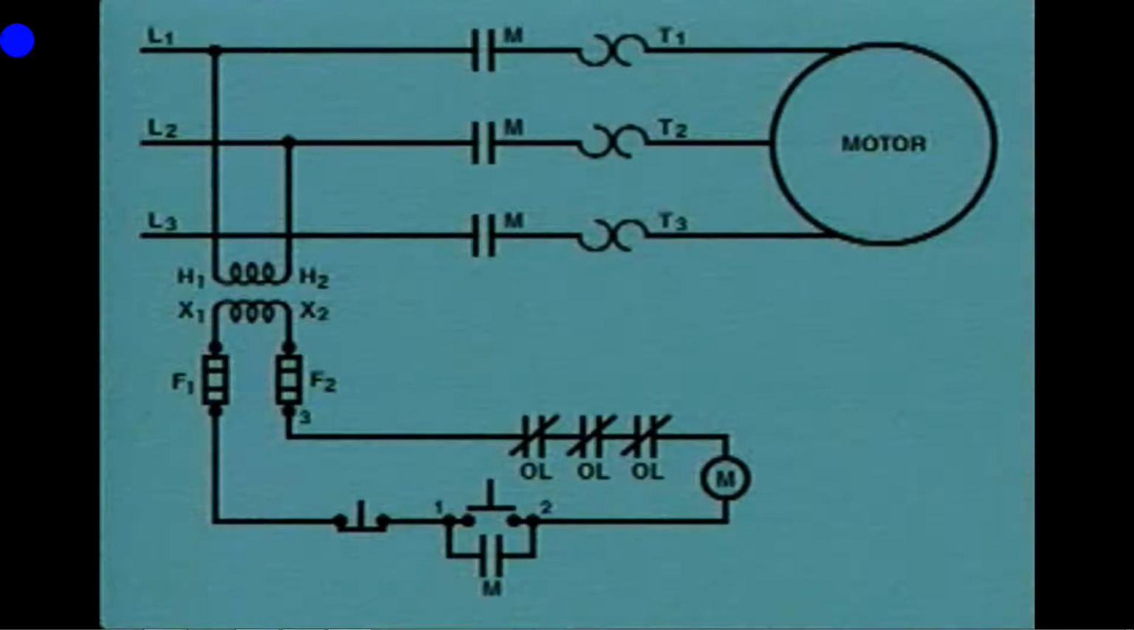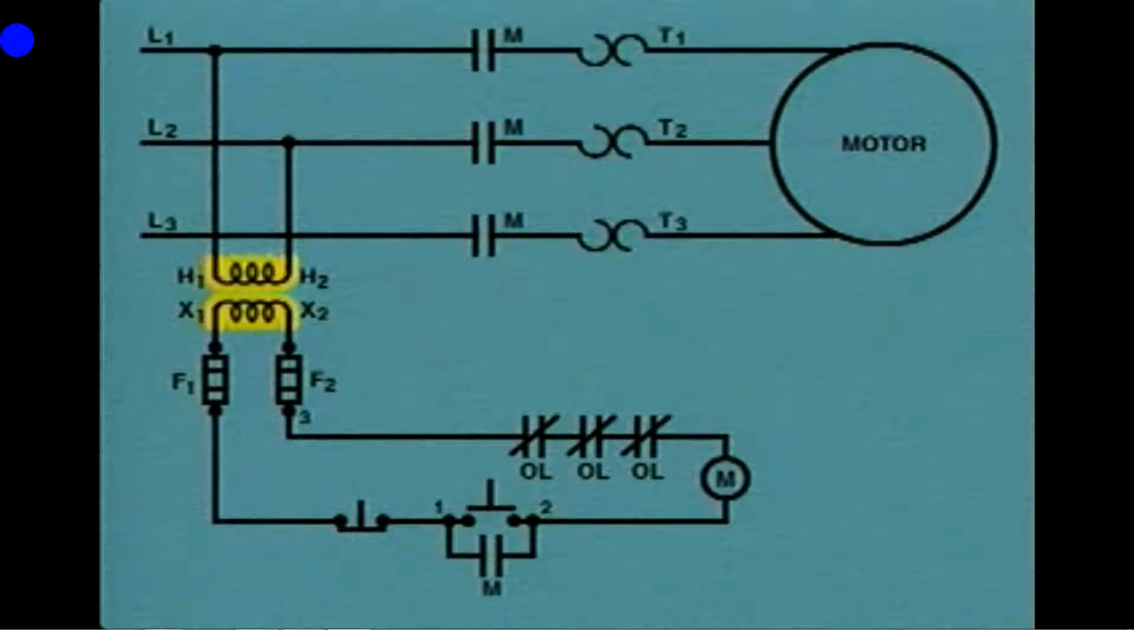A power source, which is not shown, is connected to line leads labeled L1, L2, and L3. The line leads are connected to three main contacts, which are each labeled with the letter M. These main contacts are normally open. The main contacts are connected to three overload devices, which are connected to three motor leads labeled T1, T2, and T3. The motor leads are connected to the motor.